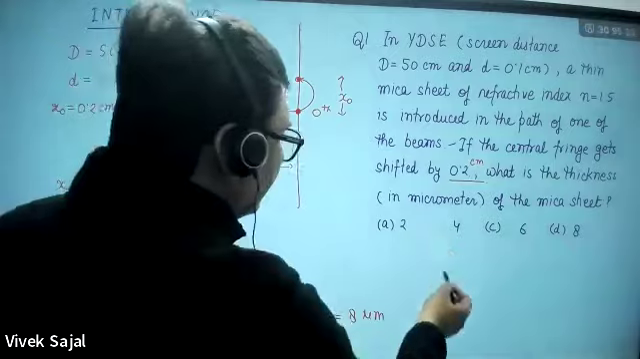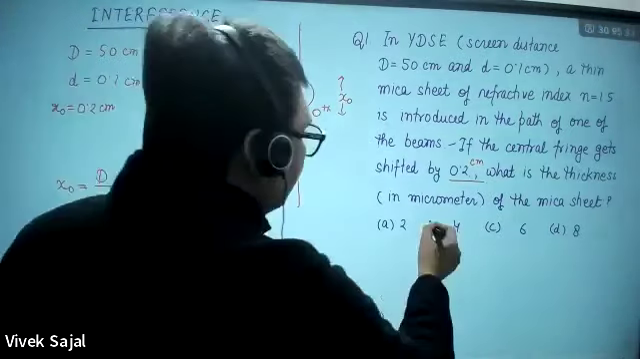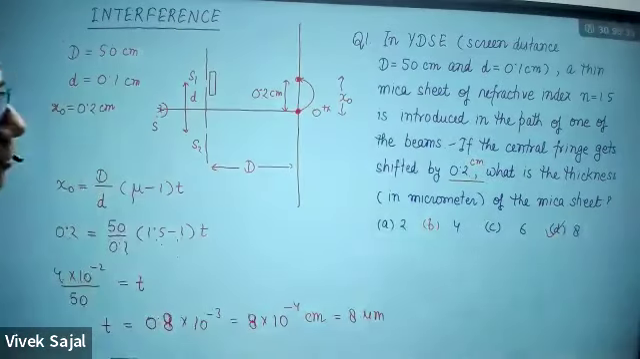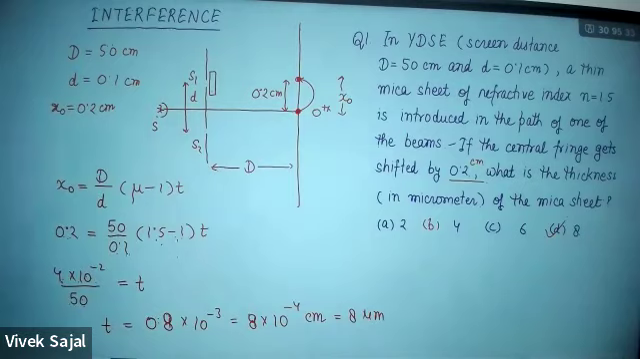I can make it correct. Here, your answer will be 8, beta. This will be 8 micrometer. This will be the answer. Please note it down quickly and correct it and go to the next question, question number 2. Now go to question number 2.